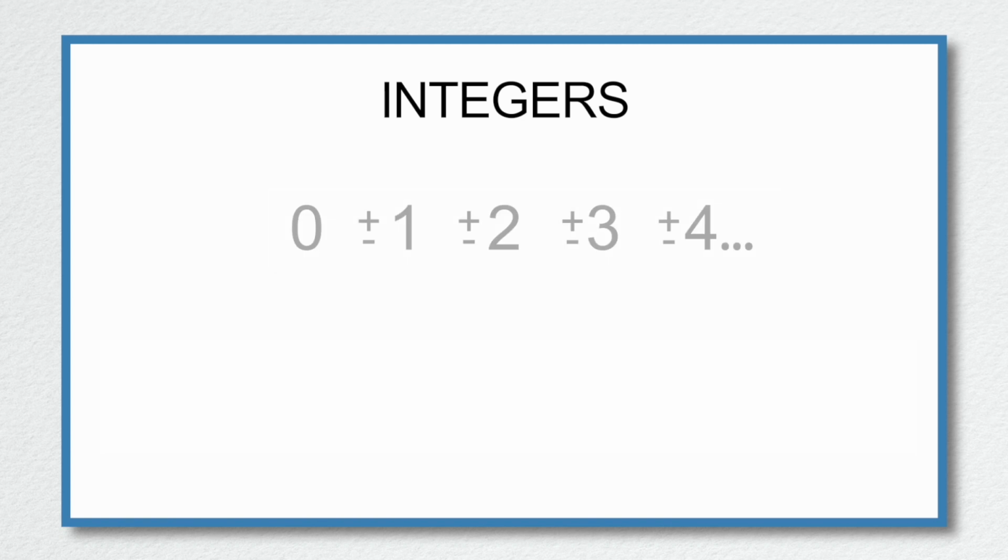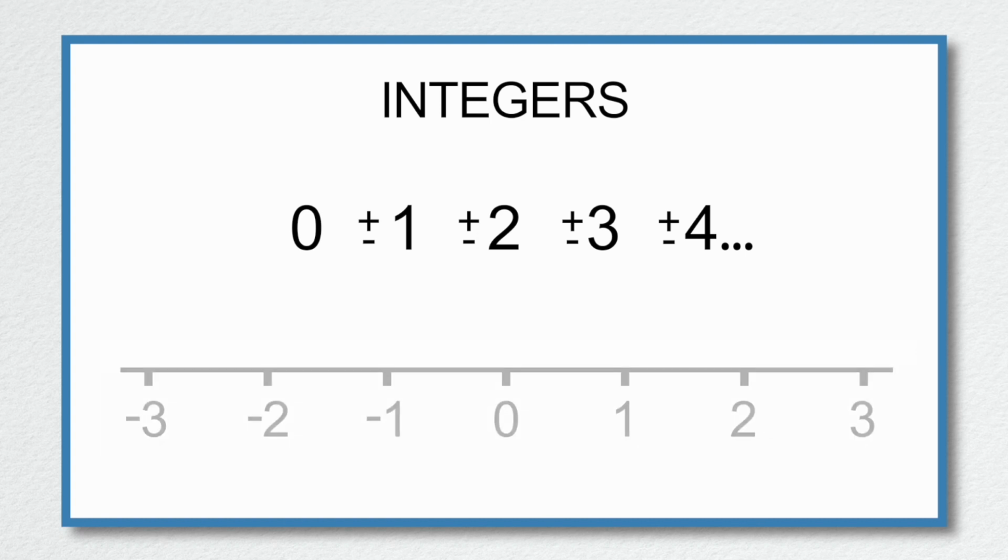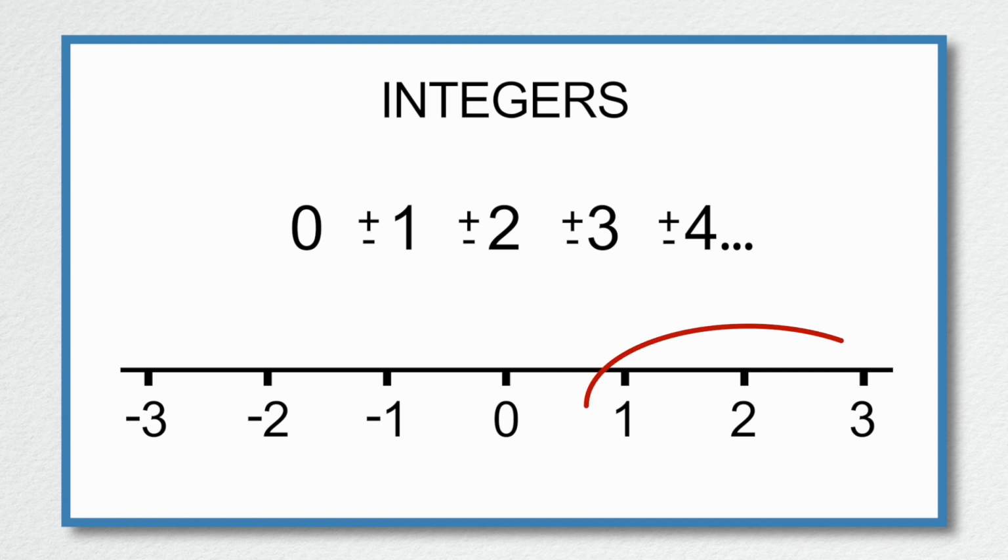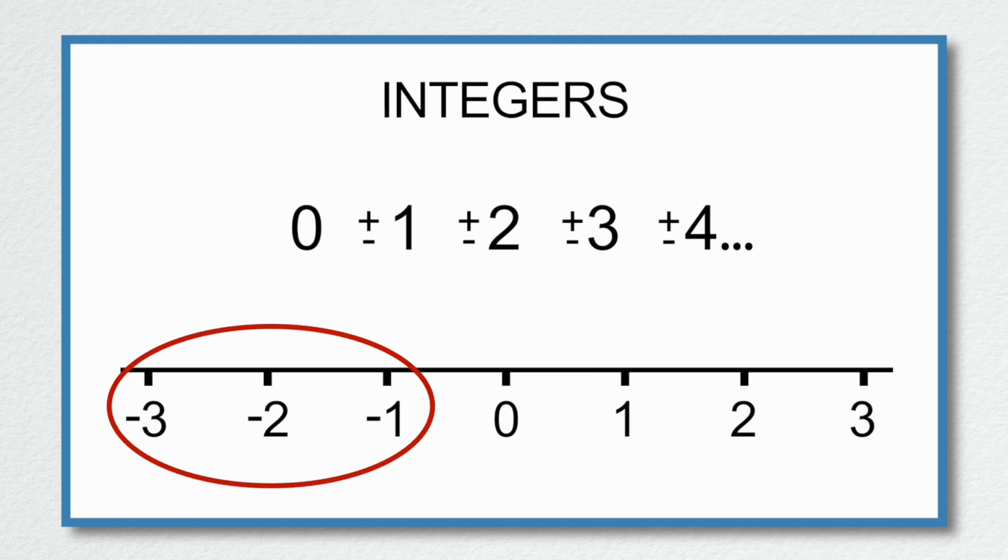So integers are 0, plus and minus 1, plus and minus 2, plus or minus 3, and so on and so on. And here they are on a number line. Now usually for positive integers, we don't normally add the positive sign. It's only usually for the negative integers that we actually add a sign before it to let us know that it is a negative number.